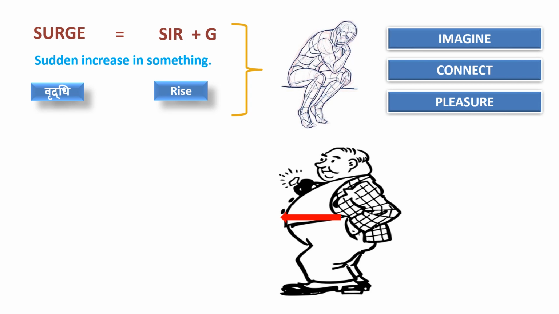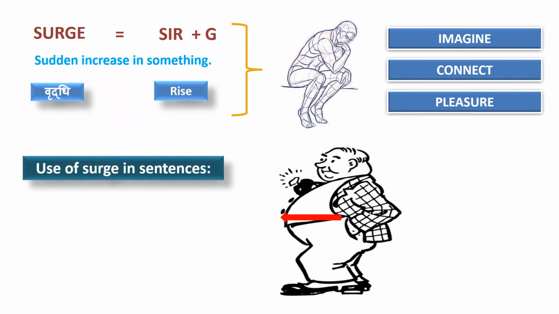So what we did here, we imagined something which was funny. So imagine and pleasure part. And we connected surge with two words, Sir and G, which were already in our mind. So we are applying imagine, connect and pleasure to remember a new word. You may feel that this registration is taking a long time. But if you will practice it, it will take less time than your traditional method and your retention will be enhanced. You will not forget it.